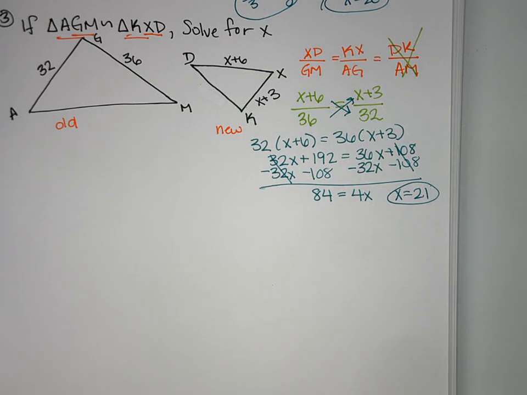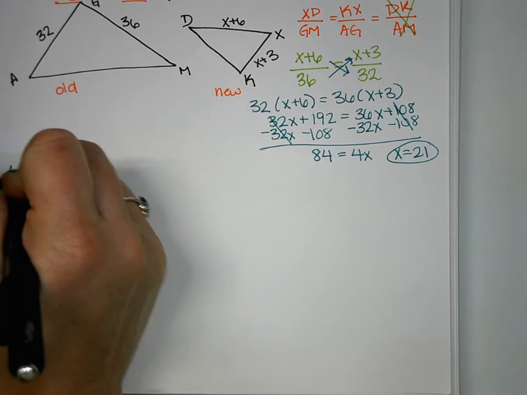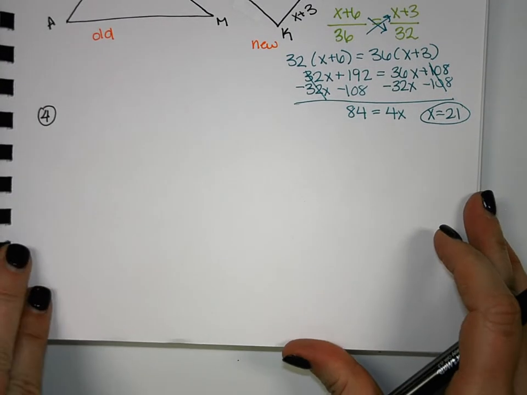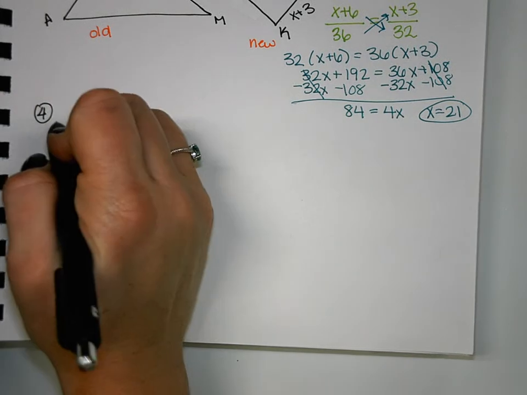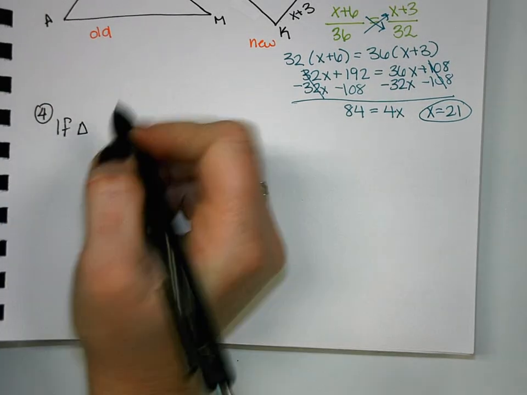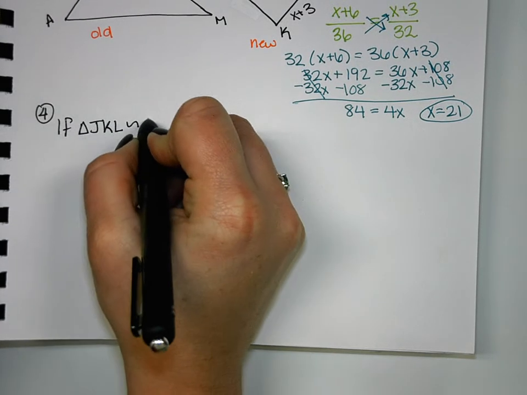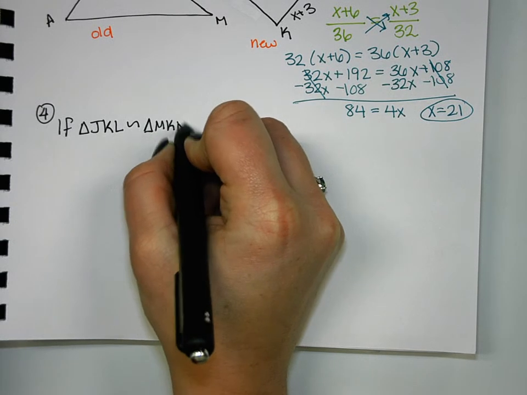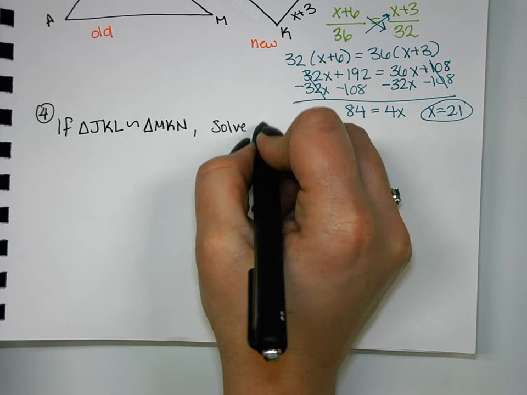Okay, we have one more that I want to go through with you that's like one on your assignment. Number 4. If triangle JKL is similar to triangle MKN, solve for X.